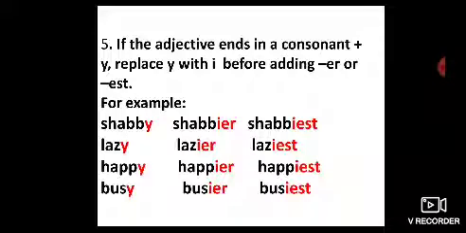Then lazy, again it is ending with Y. You can see the letters are highlighted. Lazy, Y is highlighted. It is replaced by I before adding ER. So, lazy, comparative will be lazier and superlative is laziest. Happy, happier, happiest. Busy, busier, busiest. So remember that if the adjective is ending with Y, you have to replace that Y with I before adding ER in comparative and in superlative EST.